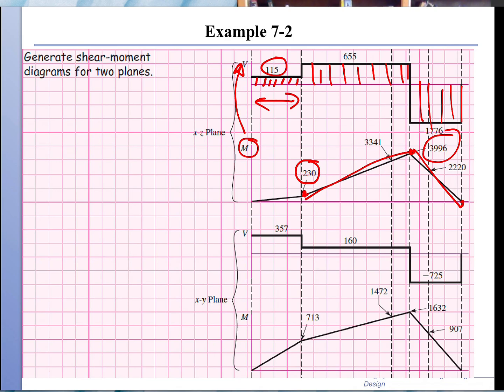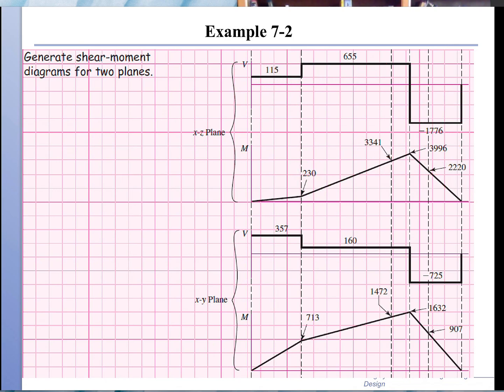And we do the same thing for the XY plane. So we have a different moment distribution, as you can see here. As we mentioned, the total moment is the sum of these two. So this is a vector that has two components. At every point, for example this point here, we have 230 and 713.